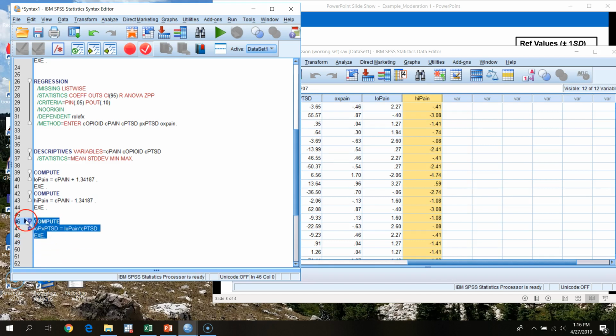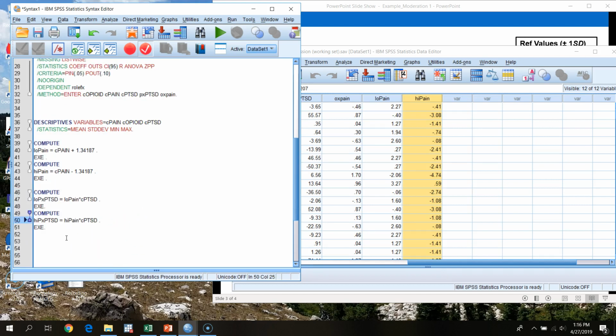I'm going to do the same thing, but this time I'm going to create a new interaction term that corresponds to high pain times PTSD. And then I'm just going to substitute my high pain variable here. Okay, so I've got two new interaction terms. One is the interaction of pain and PTSD with pain centered at low levels, and one is the interaction of pain and PTSD where pain is centered at high levels. Okay, so this gets at the conditional effect that I'm interested in right now, the conditional effect of PTSD at high and low levels of pain.